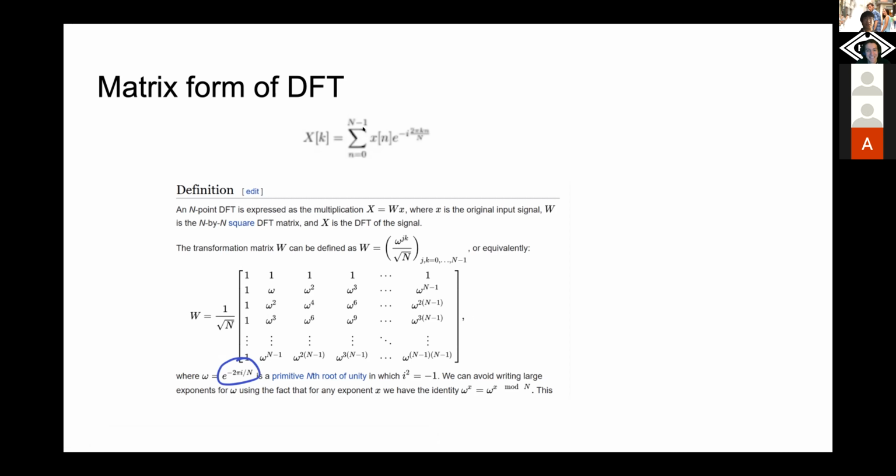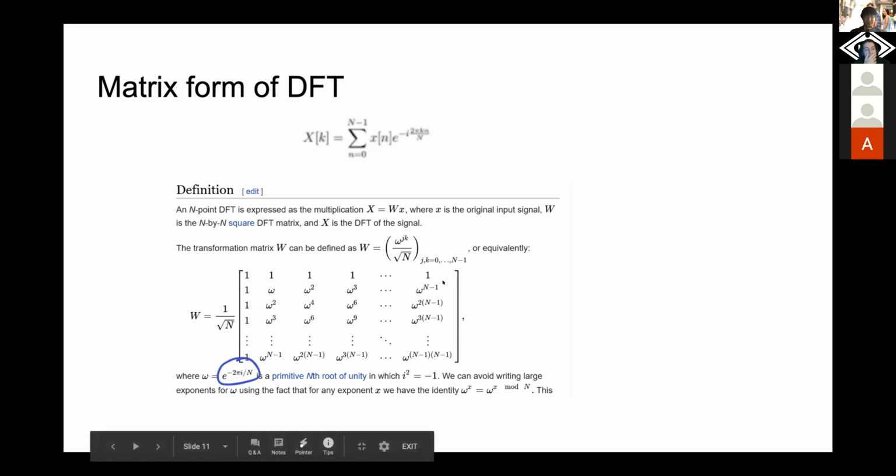Basically the intuition is you can arrange the x of k into a column vector, with x1 as your first value, then x2, x3, x4, all the way down. Then you have the matrix, which are your e's, and then another column vector x of n, x1, x2, x3, and so on. You can see this here as a matrix. The omegas here are e to the negative 2 pi i over n, and the matrix is arranged like so.